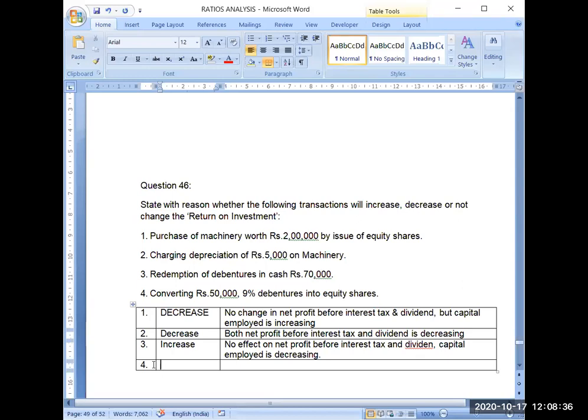Profits will remain the same. Because your capital employed is the same and your profit is also the same, no factor is changing. That's why the ratio will remain the same and the effect will be no change. Because both are not changing, that is the reason the ratio will remain the same.